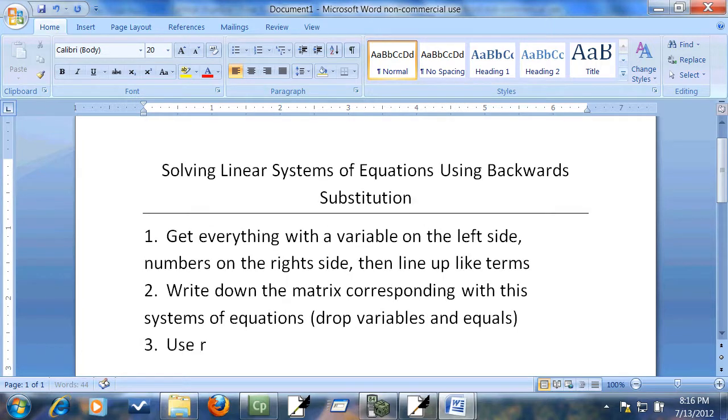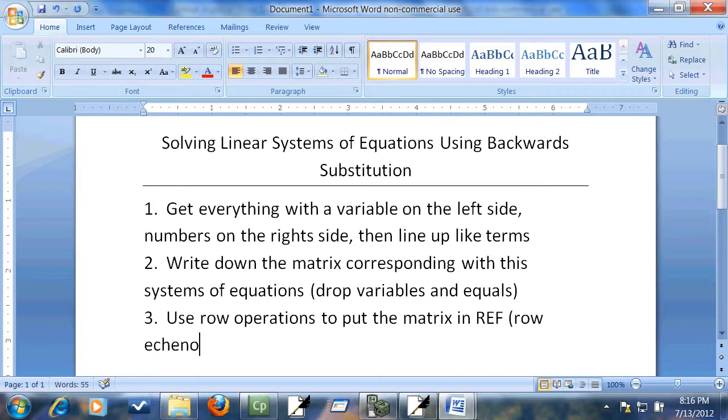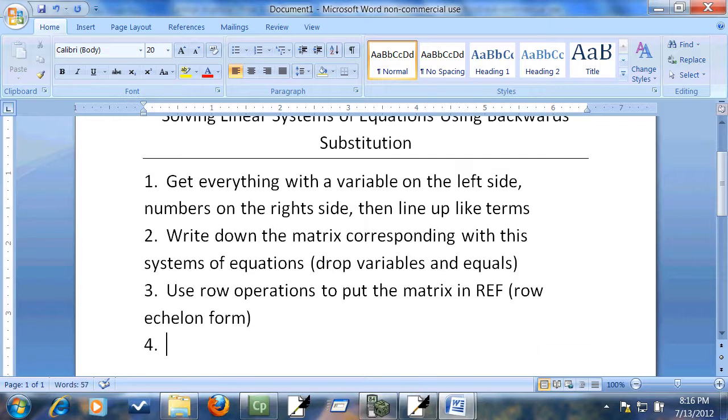Step 3, use row operations to put the matrix in Rref format. Row echelon form. I can spell. Echelon form. Step 4. Put the variables and equals back in.